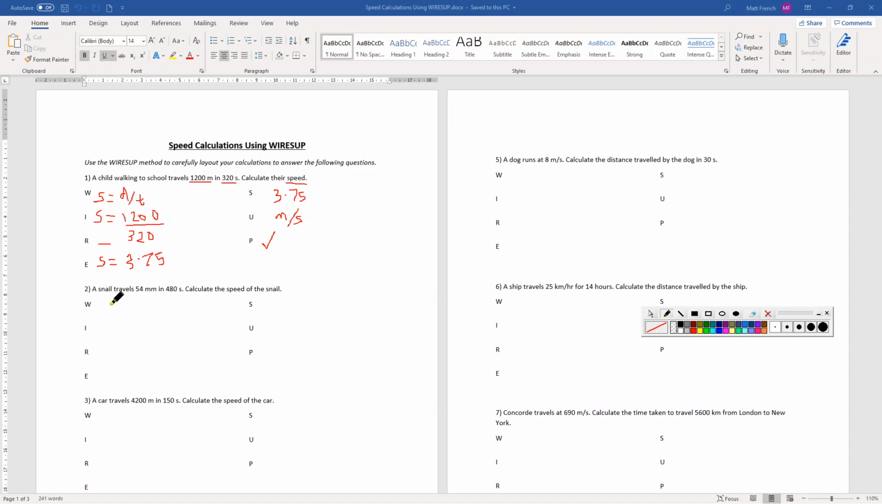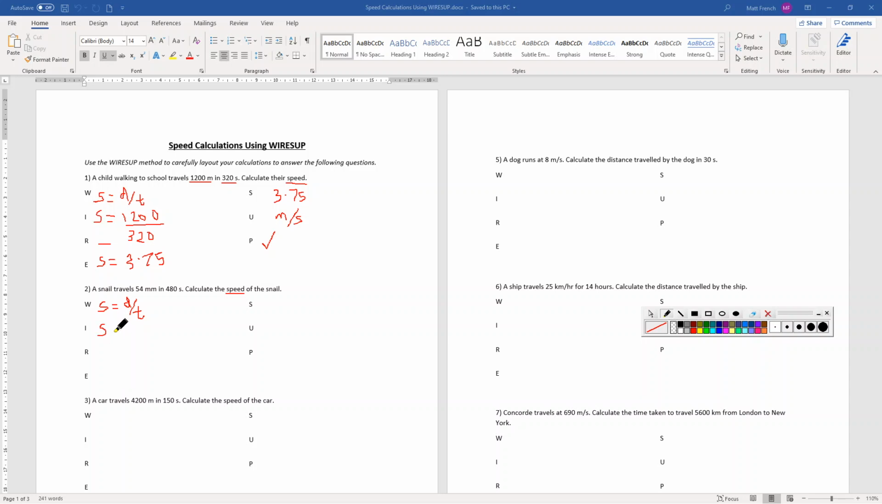If we have a look at question 2, we're again asked to find the speed of the snail. So we're going to write the equation down. Speed is equal to distance over time. If you didn't lay out your calculation correctly for question 1, maybe now's a good time to pause the video and go back to your working out for the remaining questions, 2 onwards, and do the working out properly.